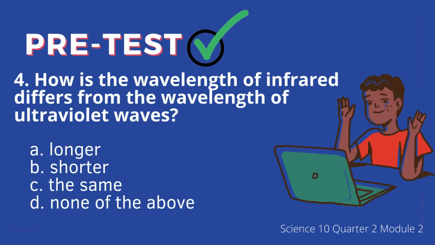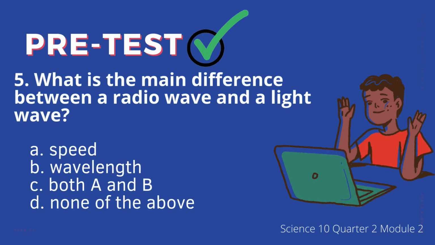4. How does the wavelength of infrared differ from the wavelength of ultraviolet waves? A. Longer. B. Shorter. C. The same. D. None of the above. 5. What is the main difference between a radio wave and a light wave? A. Speed. B. Wavelength. C. Both A and B. D. None of the above.